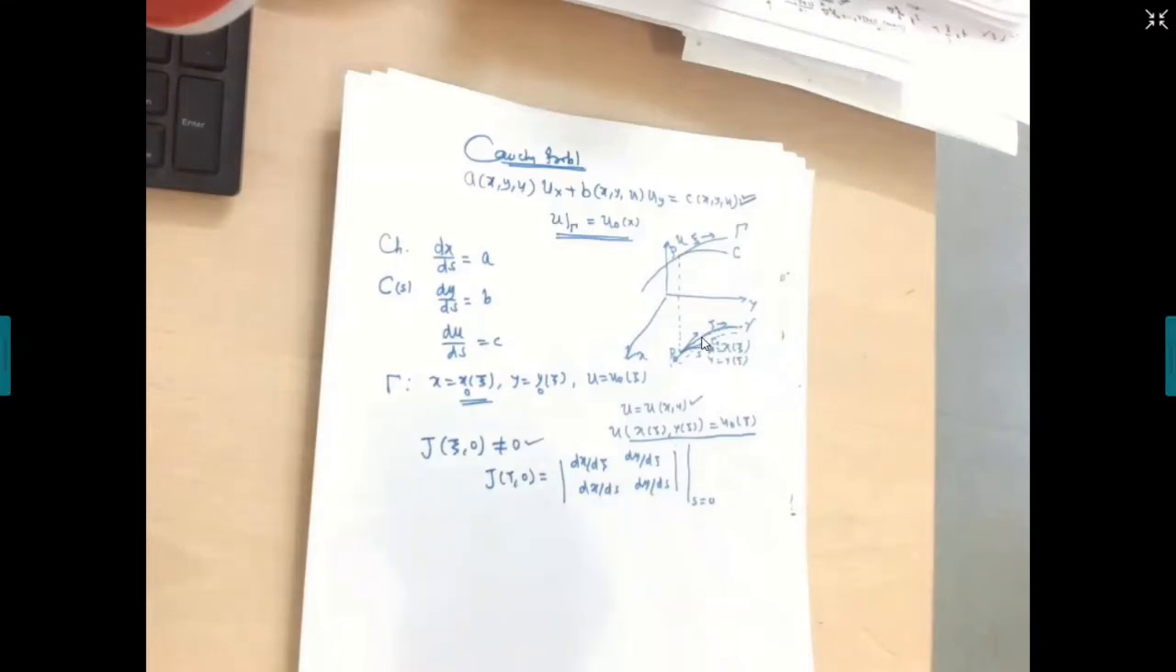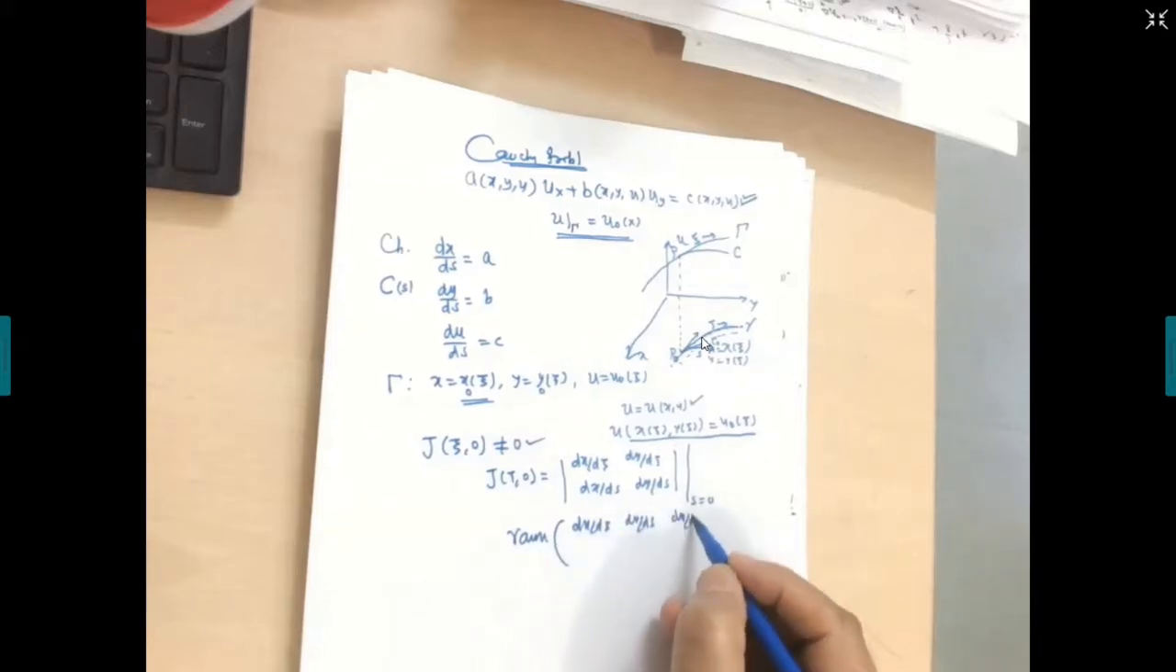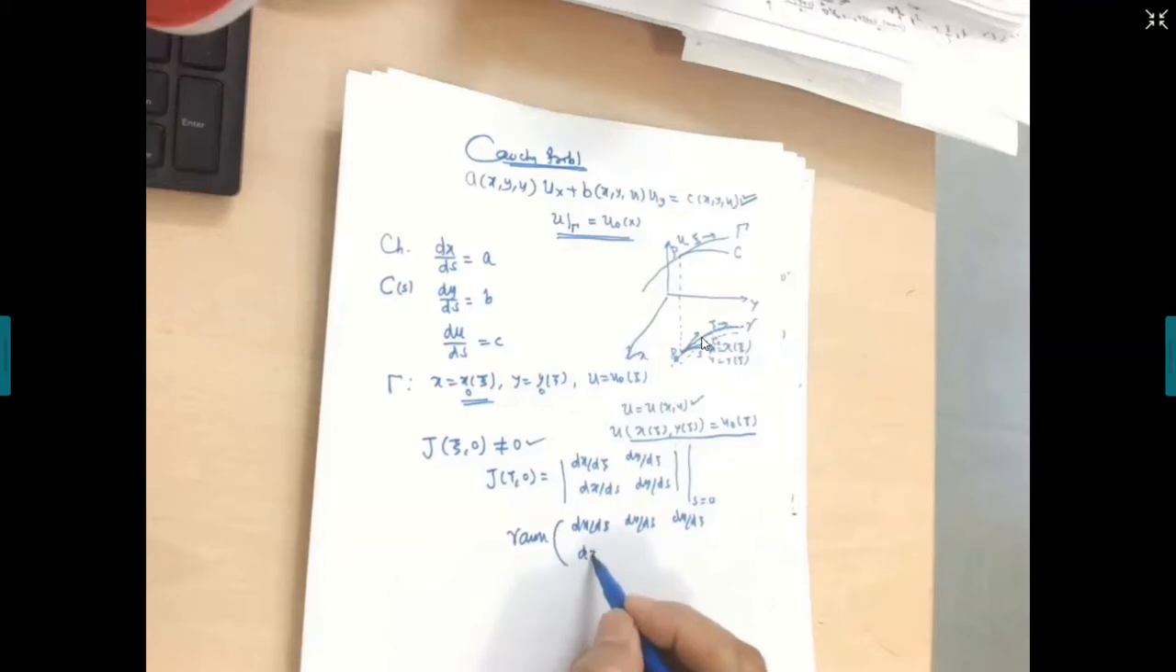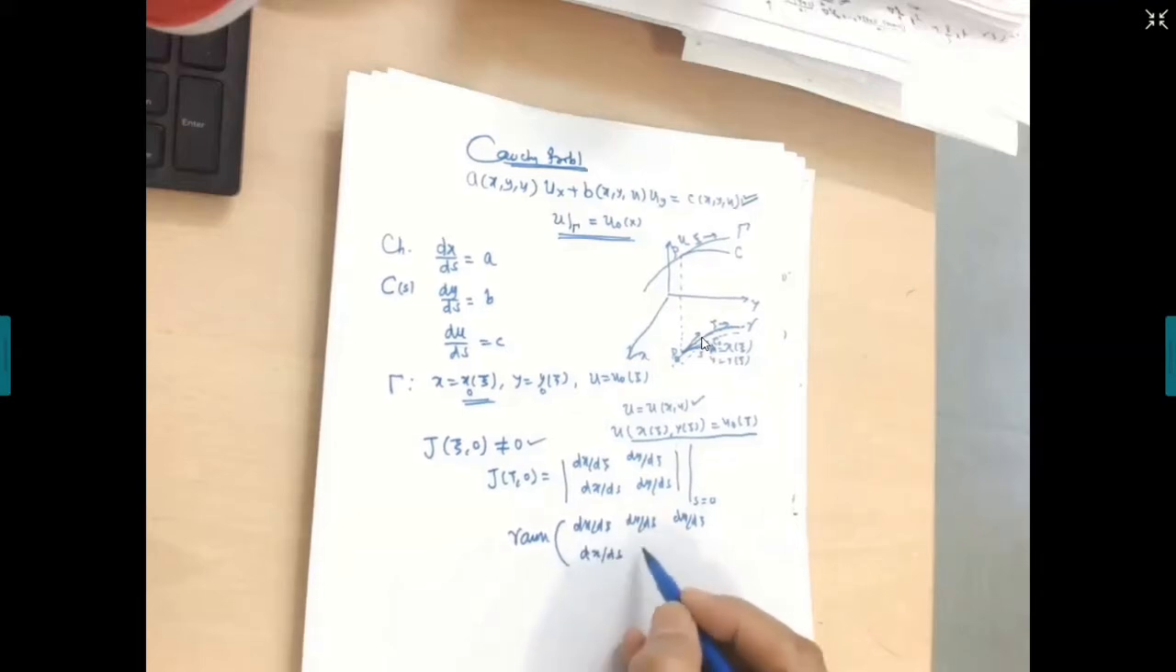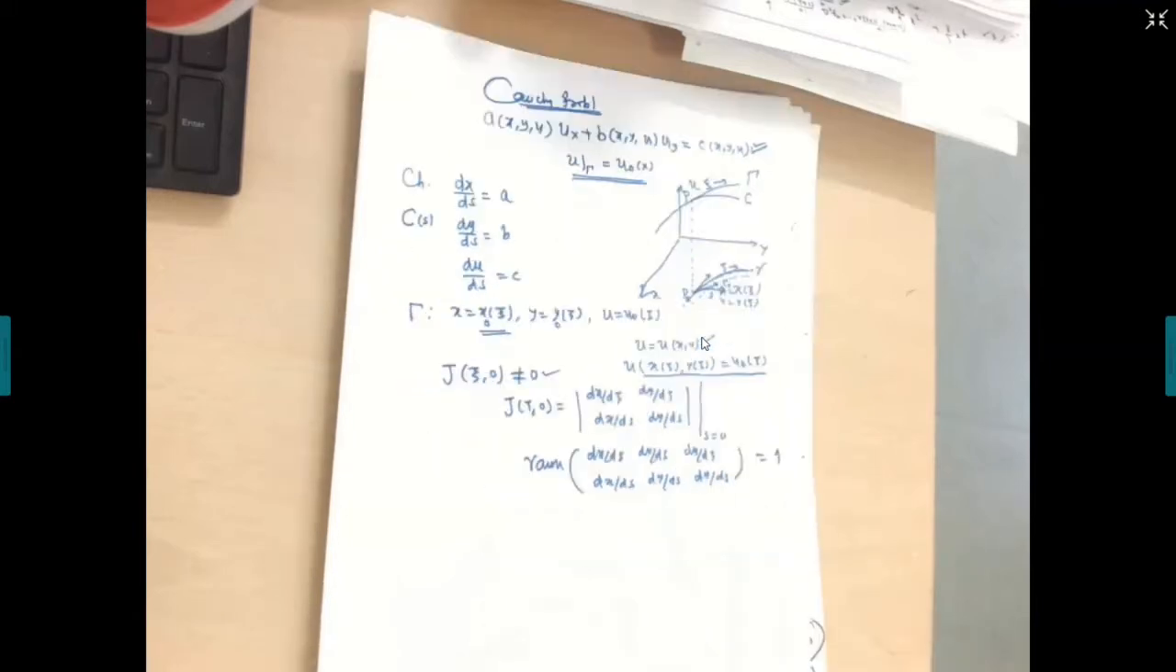In other words, the rank condition: the rank of the matrix with rows dx/dxi, dy/dxi, du/dxi, and dx/ds, dy/ds, du/ds should be 1. This we discussed last time.